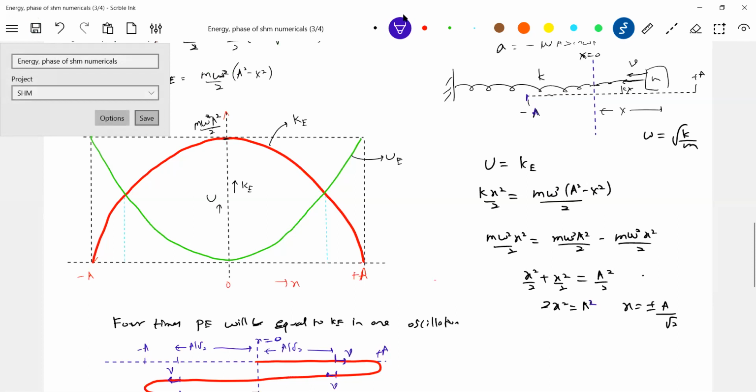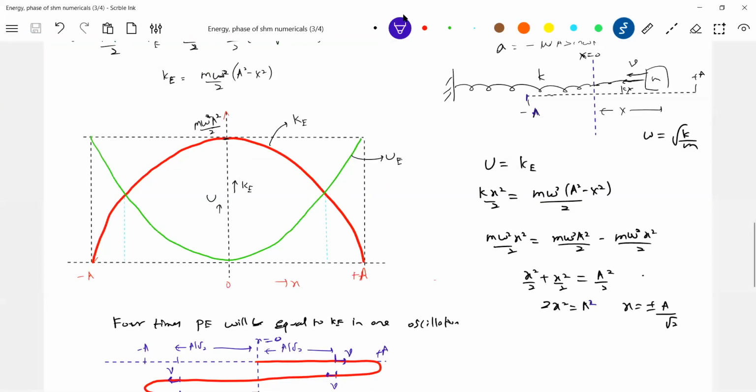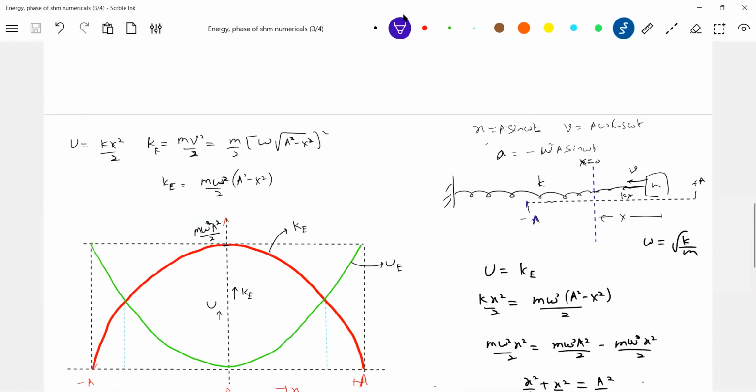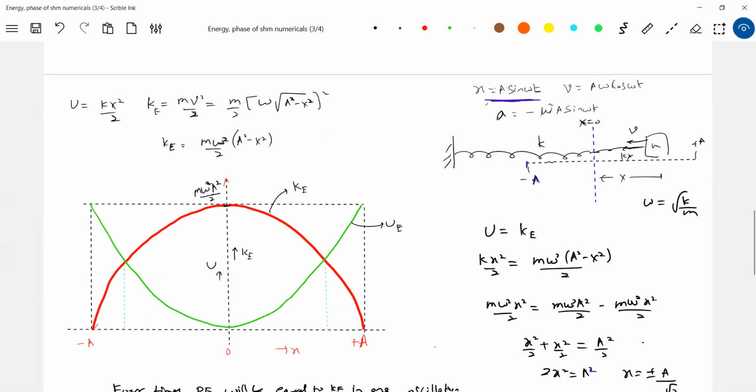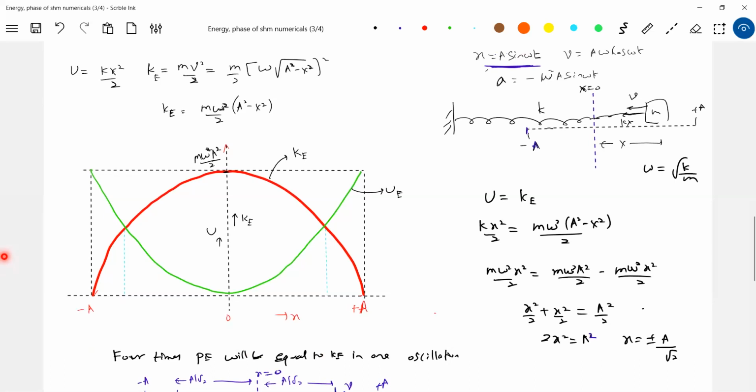Okay, let's get into the next, the phase of SHM. Now you can ask questions of how you are writing this A sine omega t. What is the reason for this? Why don't you write cos omega t? Why are you writing sine omega t only? From where you start counting the time will determine the equation of SHM. So for that, the next topic will be the phase of SHM.